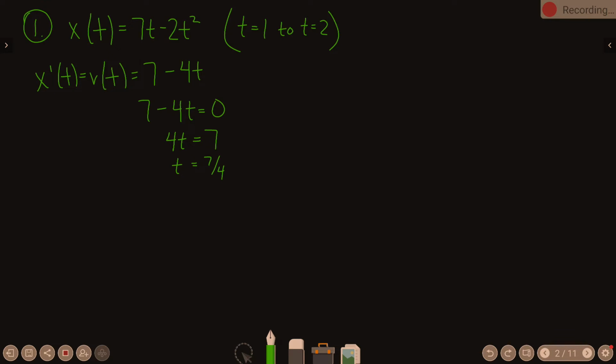So there is a critical value at 7/4. Is 7/4 on the interval from 1 to 2? Yes. It is. So at this point, we need to figure out the position at 1, the position at 7/4, and the position at 2.